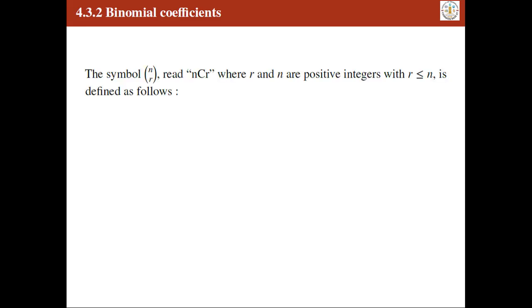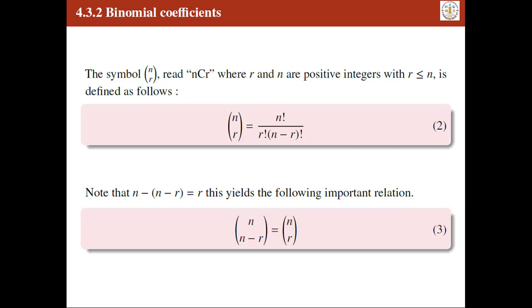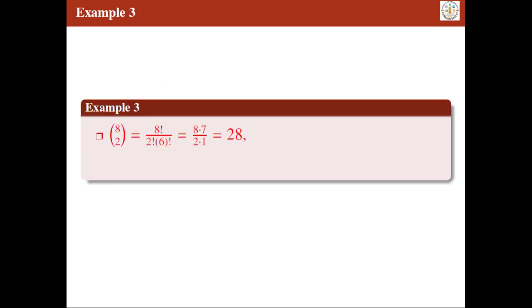Binomial coefficients. The symbol nCr, read nCr or n choose r, where r and n are positive integers with r less than or equal to n, is defined as follows. Note that n minus (n minus r) equals r. This yields the following important relation. Let's have this example: 8C2 equals 8 factorial divided by 2 factorial times 6 factorial, which equals 28.